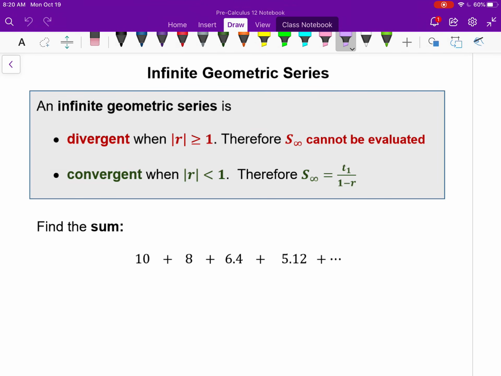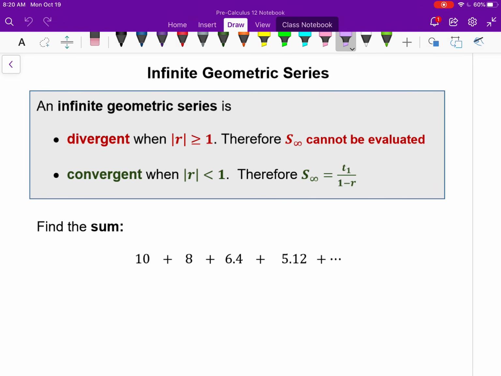So this is the last lesson on geometric sequences and series, and looking at what we call an infinite geometric series, which really just means a series that goes on forever, has an infinite number of terms. And we've actually been working with these a lot.